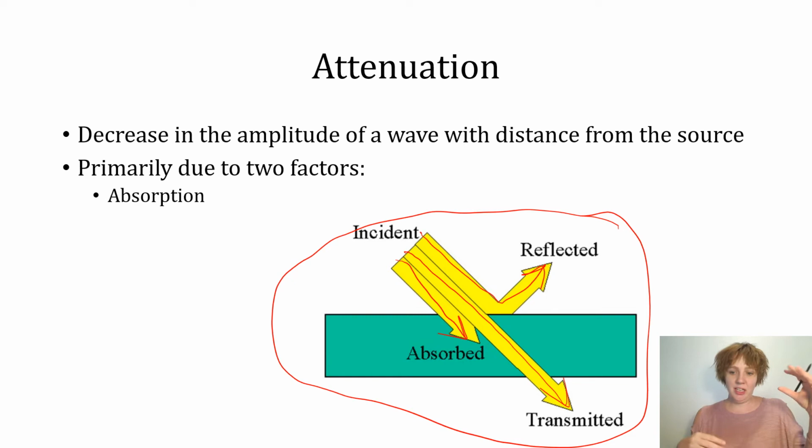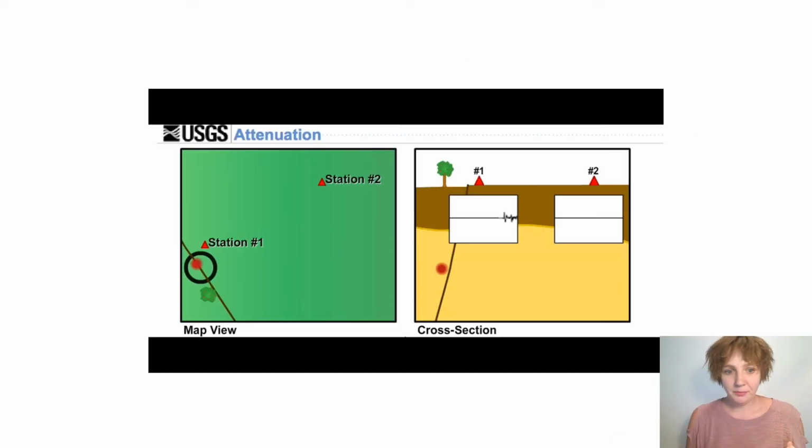Some energy is absorbed by the substrate. It goes into heating that substrate a tiny bit. We generally don't have thermometers down there. We can't measure that except in the laboratory, but we do know that it happens, and it's one way that these waves lose some of their energy, aka they decrease in amplitude.